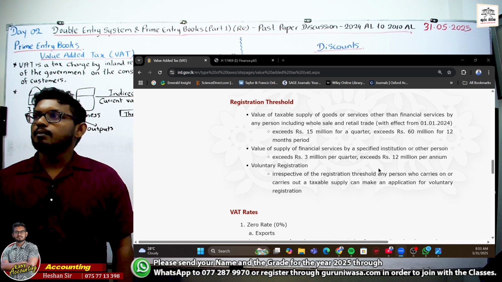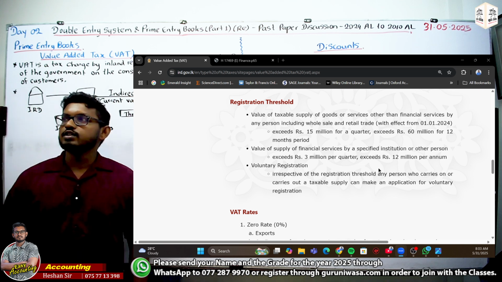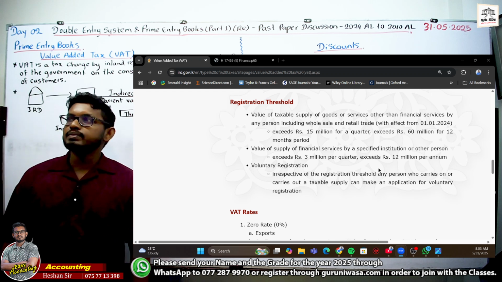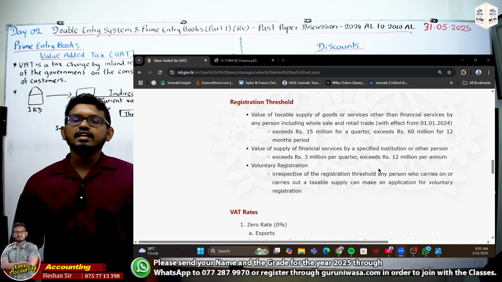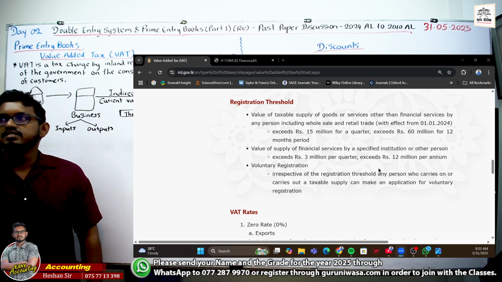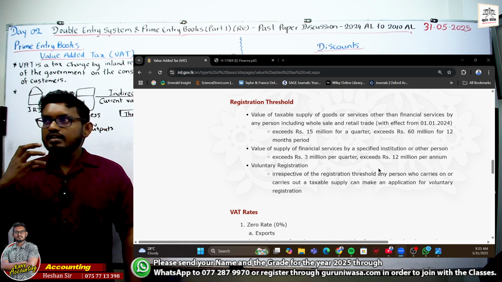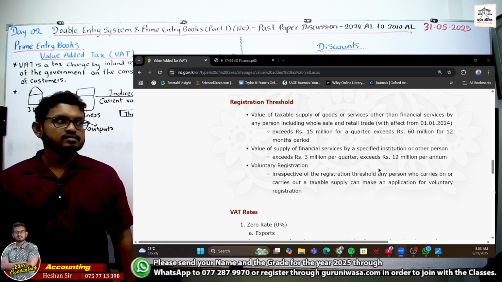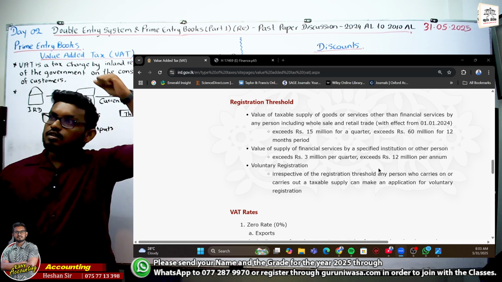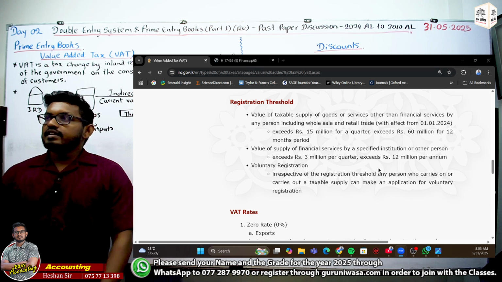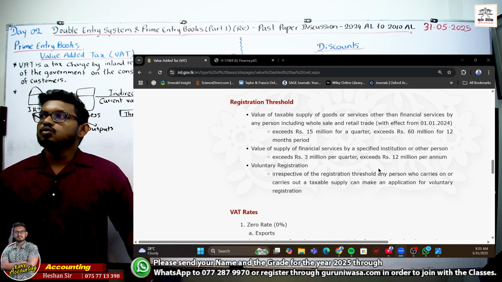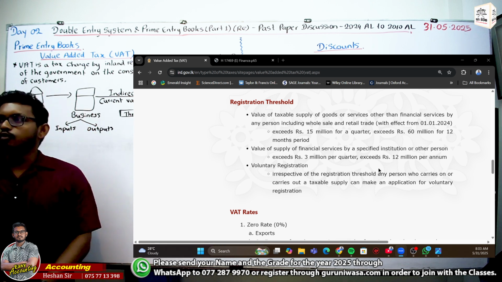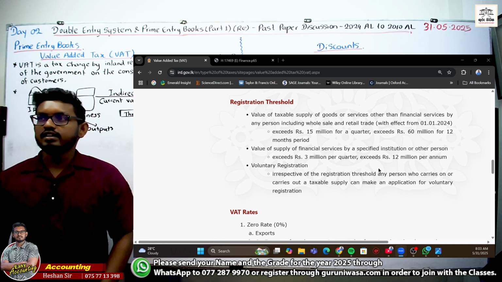Value of supply of financial services by a special institution or other person. Again, මූල්‍ය සේවා දෙනවා නම් exceeding 3 million per quarter, exceeding 12 million per annum. මොකද financial service එකක් දෙන එකට අවුරුද්දට මිලියන 12 පයින්නවා. දැන් අතන මිලියන 60ක් කියන ලක්ෂ 600ක්. Voluntary registration, irrespective of the registration threshold, any person who carried out a taxable supply can make an application for voluntary registration. ඒ දෙකට අමතරව voluntary පුළුවන්.